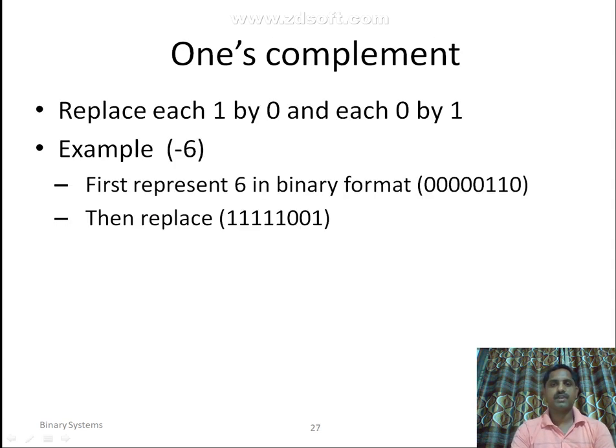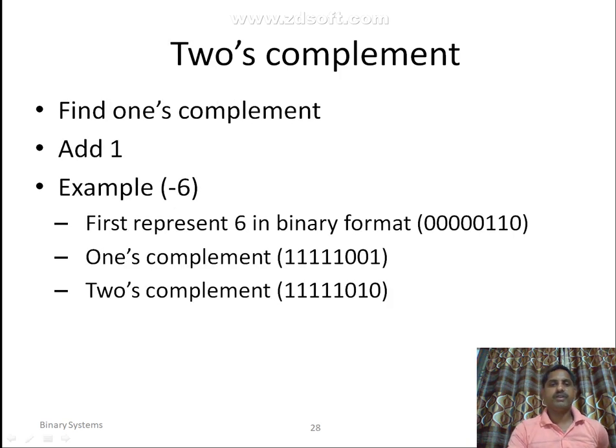Okay, and 1's complement: replace each 1 by 0 and each 0 by 1. For example, minus 6. First represent 6 in binary format, 8 digits, then replace the 1s and 0s. And 2's complement: find the 1's complement, then add 1. Example is minus 6. First represent 6 in binary format, then the 1's complement and 2's complement. Okay, 1, 1, 1, 0.